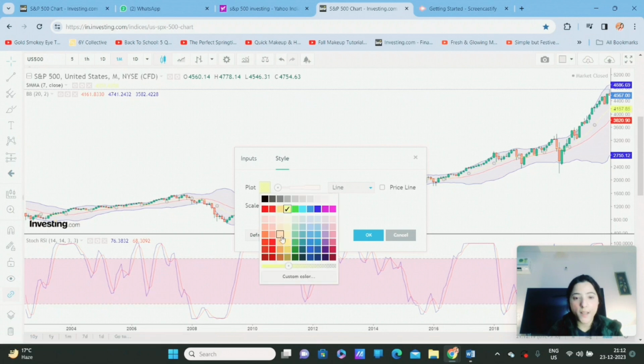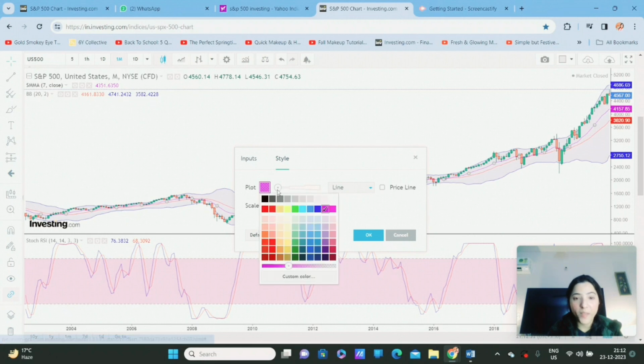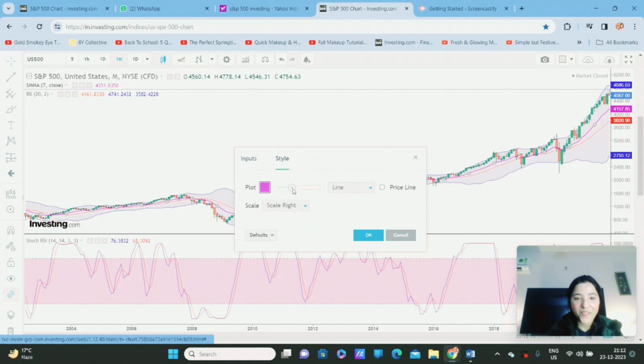No, can't see the color. Still not able to project. Blue we already have. Sorry, just give me a minute. I guess this is fine.